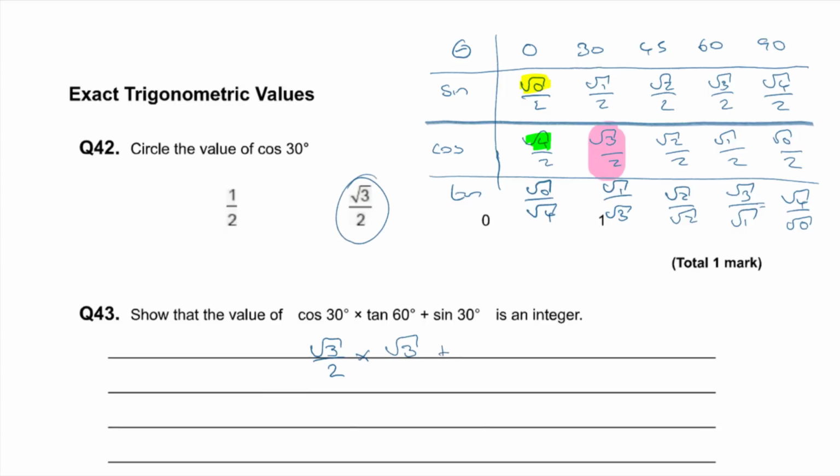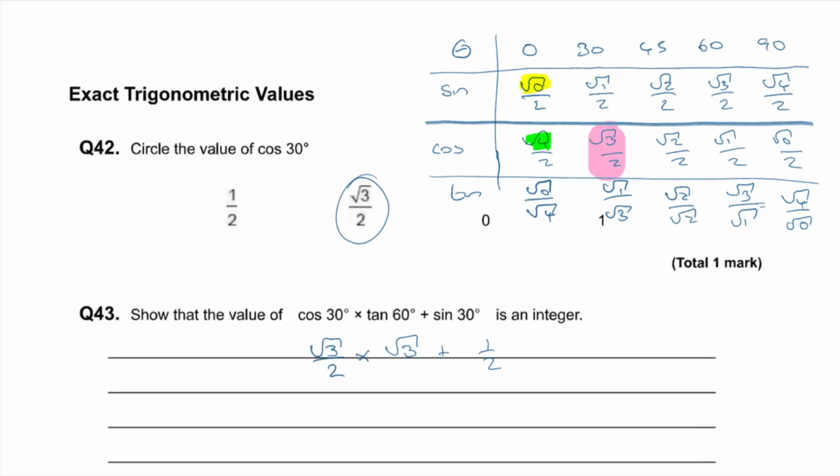And then plus the sine of 30. In my table, I've written root 1 over 2. Well, root 1 is just 1, so that's the same thing as 1 over 2. It's just a half. So that gives me a half. This is what I mean about simplifying these values as you pull them out and use them.